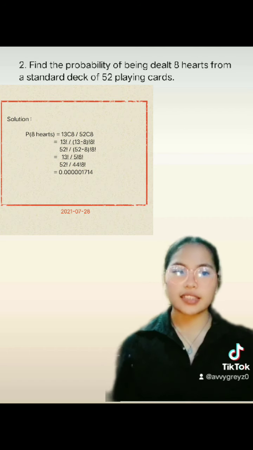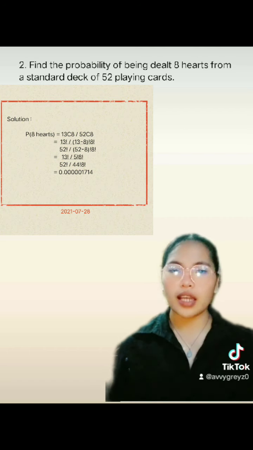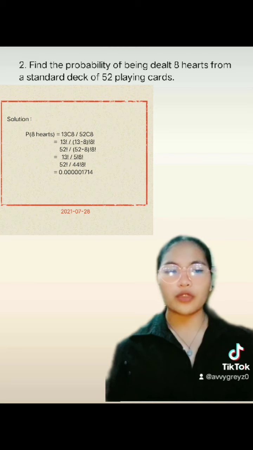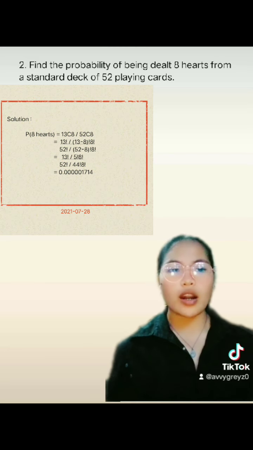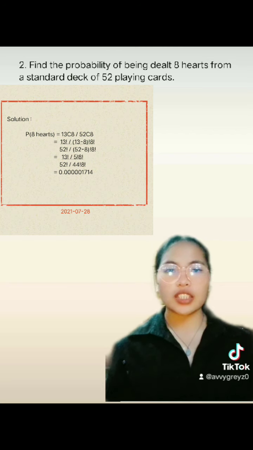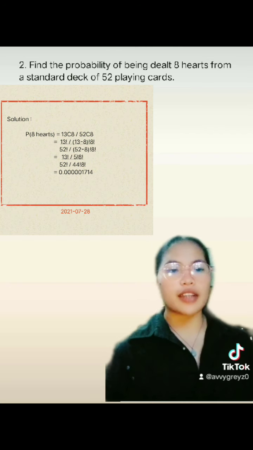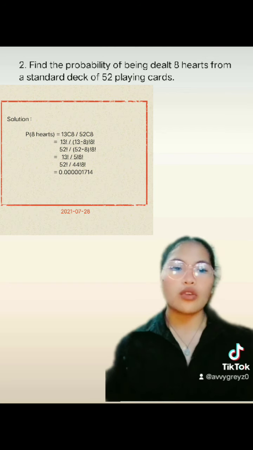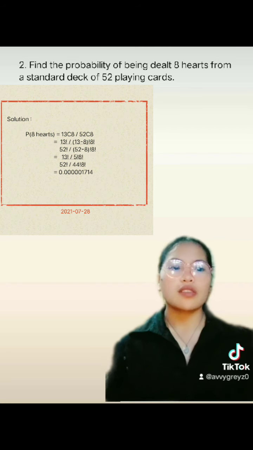So that is 154,440 over 120, all over 30,262,335,878 over 40,320. So the probability is 0.0000001.